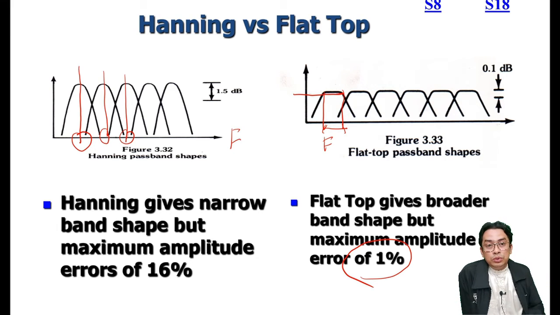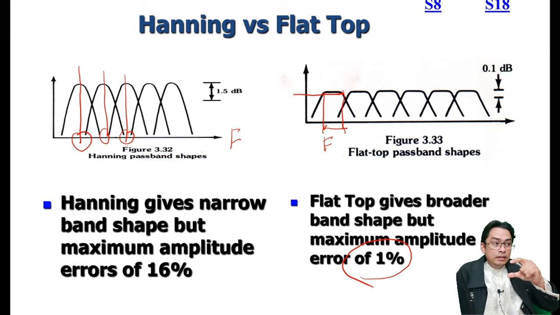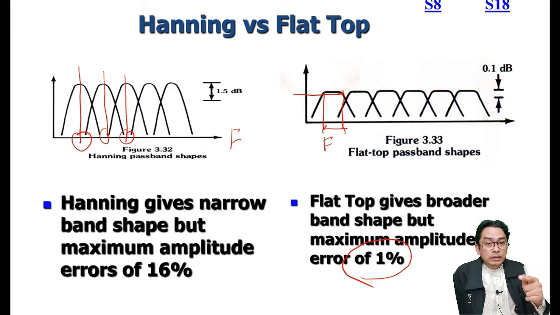If we want to focus on the signal where we want to indicate the frequency, we choose the Hanning, so it will give us a very nice frequency. But if you want to focus on the amplitude, we go for the flat top, because it will give a very low error in terms of amplitude.